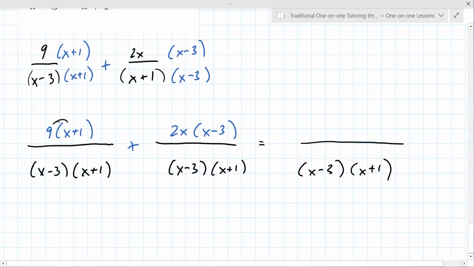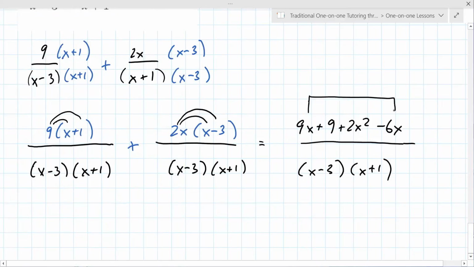In the numerator, you distribute the 9 to both terms, so it becomes 9x plus 9. 2x times x is 2x squared. 2x times minus 3 is minus 6x. All right. And so now you combine like terms, like the 9x and the 6x, they cancel to 3x. The 9 comes down, and then the 2x squared goes down here as well.